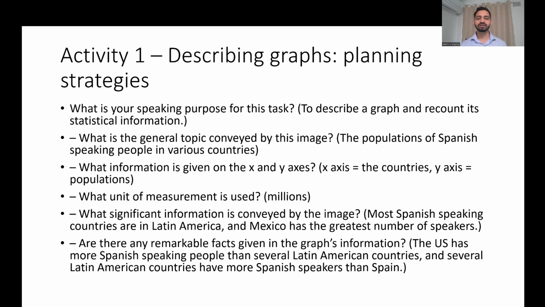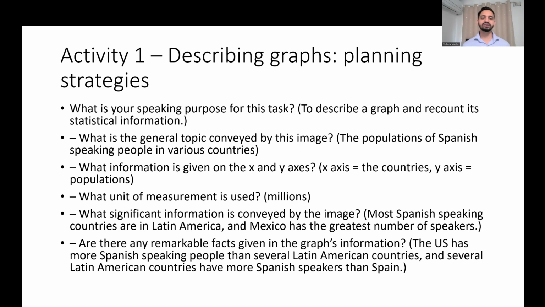What is the general topic conveyed by this image? The population of Spanish-speaking people in various countries. Okay, that's what the general topic is. And it does say that on the top, that this is the topic of the image, the population of Spanish-speaking people in various countries.